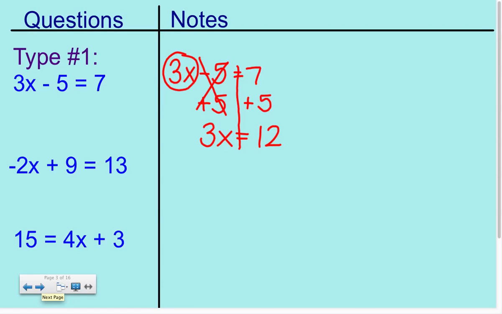Now I have a one-step equation. I'm going to do just what I did in 2-2. 3x is the same as 3 times x. I know the opposite of timesing is dividing. So if I divide 3 on both sides, I'm left with 3 divided by 3, which is 1. So x equals, and 12 divided by 3 is 4.